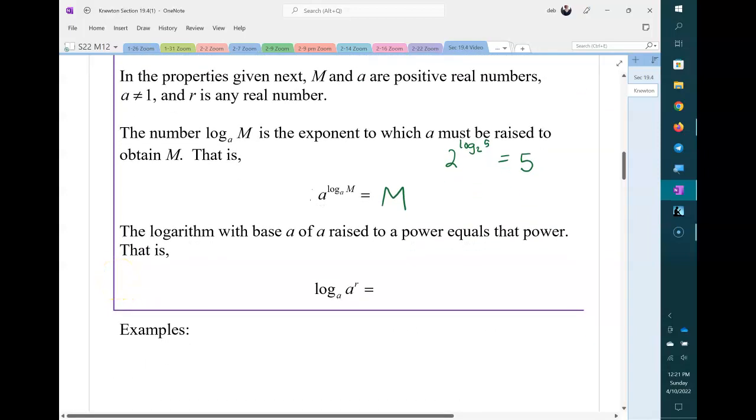Okay, and then it also is true that if I have a to a power of r, and then I do the log base a, that's going to be the r. So, for example, if I have the log base 5 of 5 to the 7th power, that's going to be 7. So make sure you see where all the letters go. When it's a, those two numbers have to match, and when it's r, these two numbers have to match.